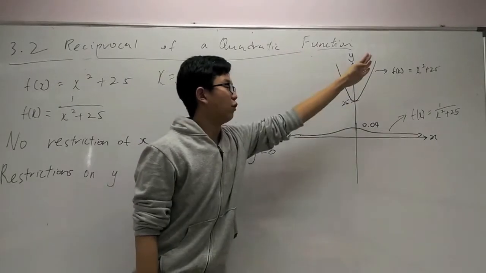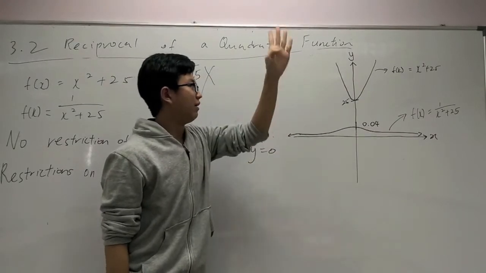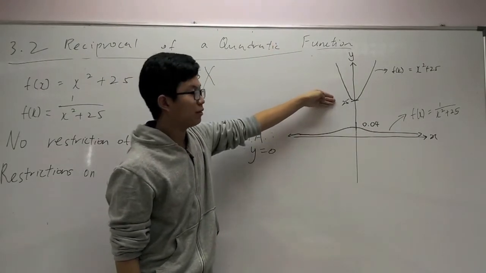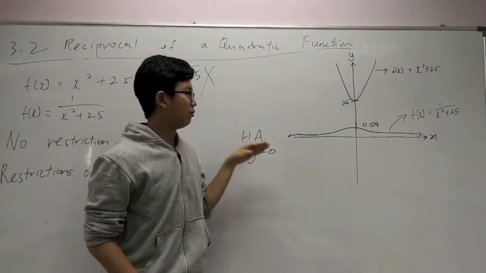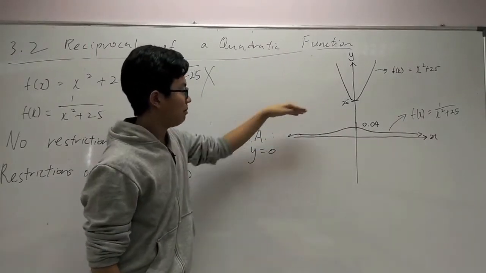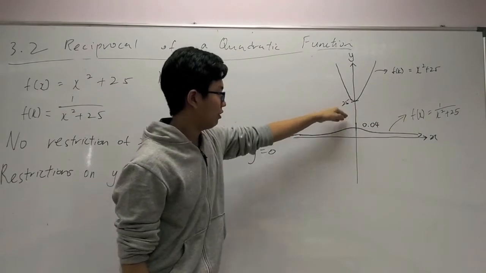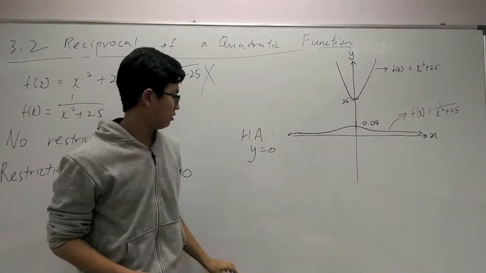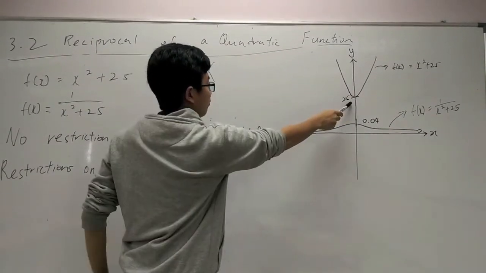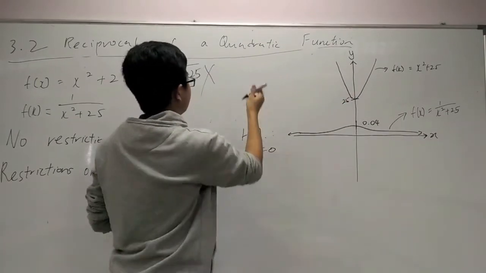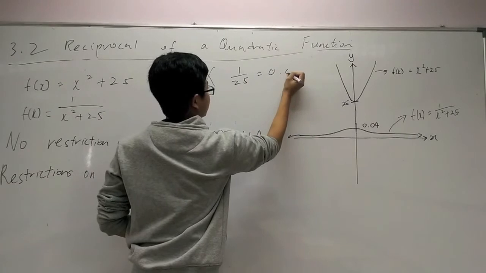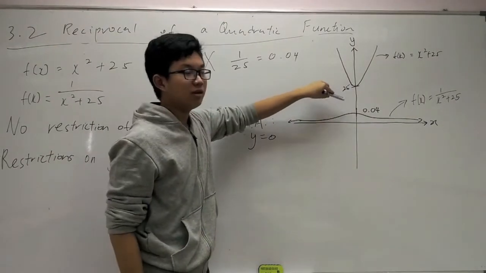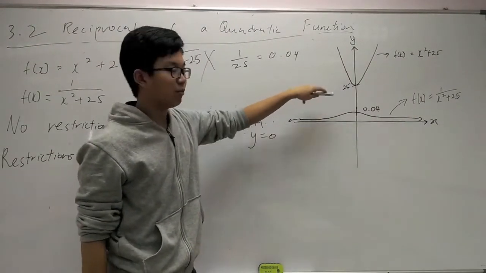This is the graph of the original function, which is concave up and has a minimum point of y equals 25, and its reciprocal is concave down and has a maximum of 0.04. How do we know that it's 0.04? We take the minimum point of the parent function and put it into the reciprocal, and we will get 0.04. This is how we look for the maximum point for the reciprocal.